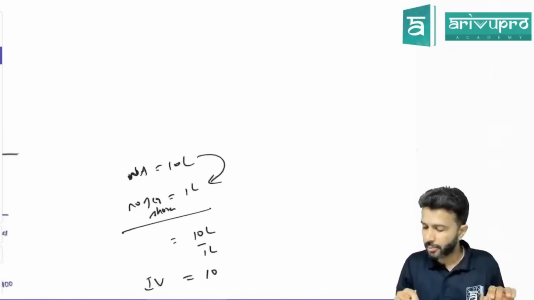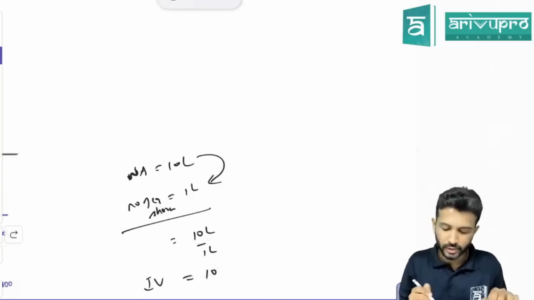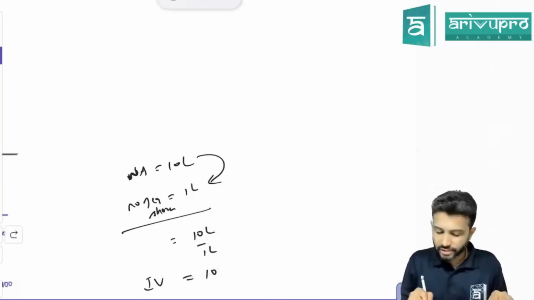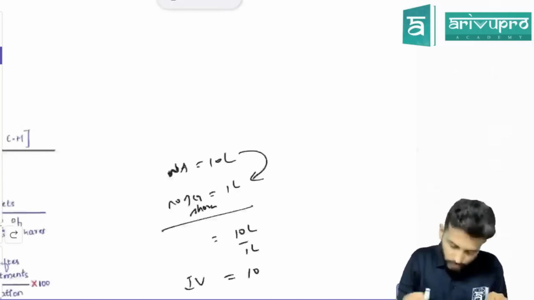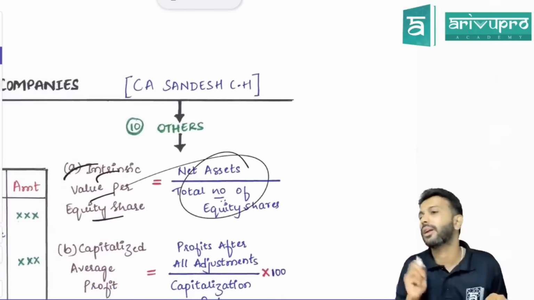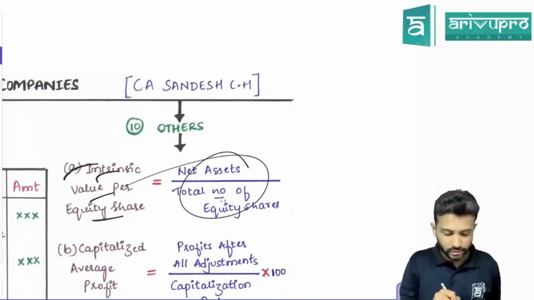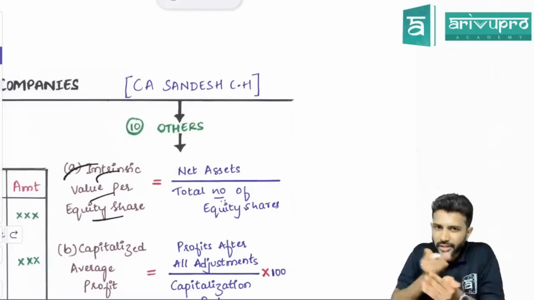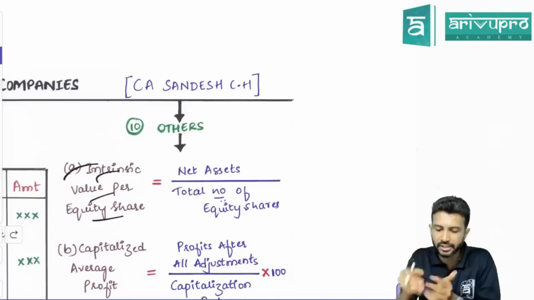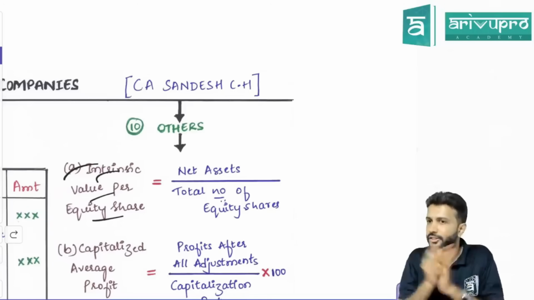Now construct your formula for me. How did you calculate this? What is your 10 lakh? Net assets. What is your 1 lakh? Number of equity shares. That's your formula for intrinsic value per share: net assets divided by total number of equity shares. Sometimes they say it is exchanged in this format, and that's the reason we may need to take the help of this.